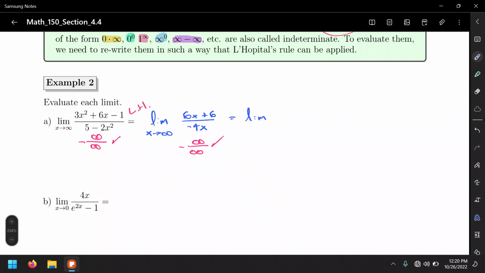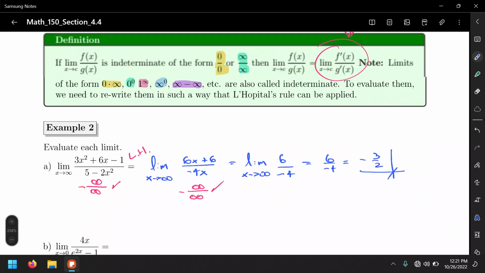Limit of the derivative of 6x, which is 6, over the derivative of negative 4x, which is negative 4, as x approaches infinity. And at this point, we can call it a final answer. That's going to be 6 over negative 4, which reduces to negative 3/2. Just looking at it, the first time you used the rule, it's 6x over negative 4x, which is obviously the same thing. That's what I did essentially in the previous example.